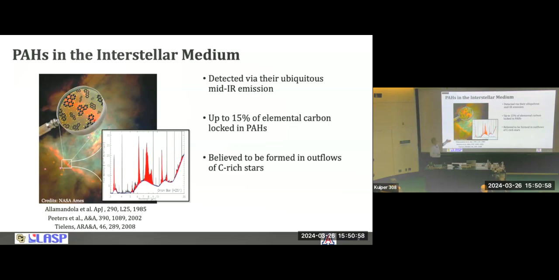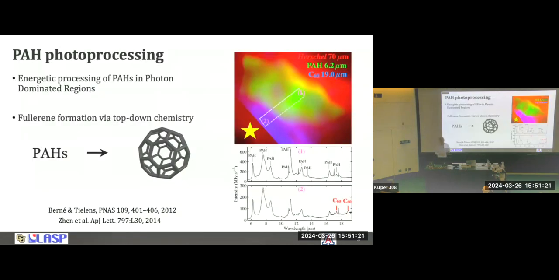Now, people believe that these are formed in outflows of carbon-rich stars, but those stars turn out to be too cool to pump this IR emission, and therefore you can't really point out where they are exactly. So what my research group aims to do is to understand by which mechanisms these PAHs, the polycyclic aromatic hydrocarbons, form in the interstellar medium.